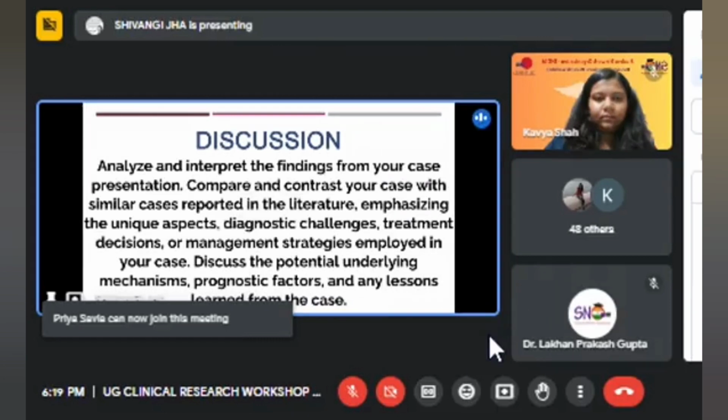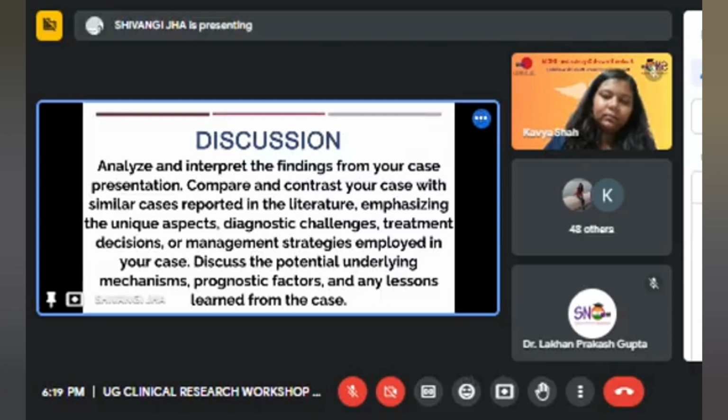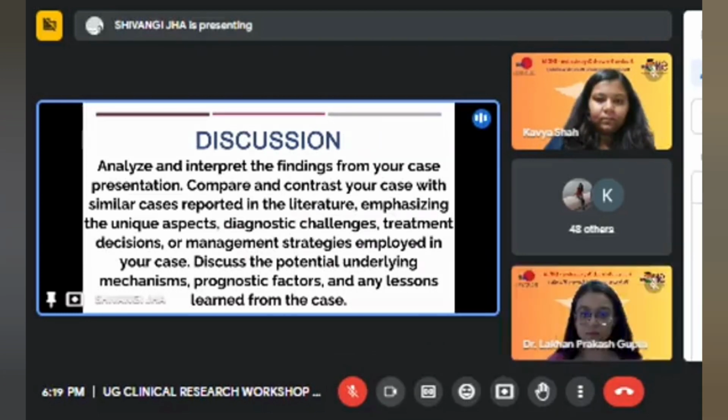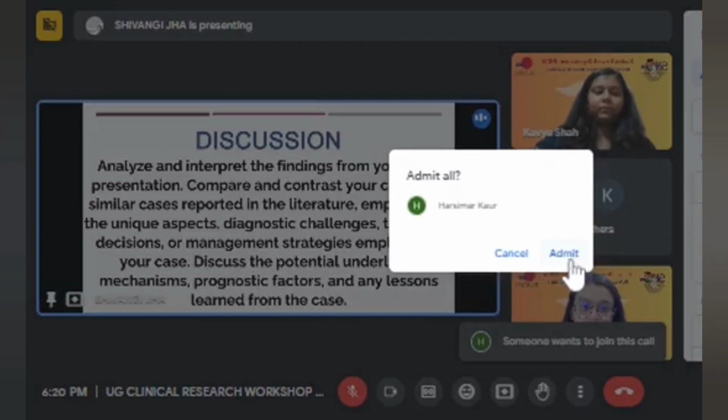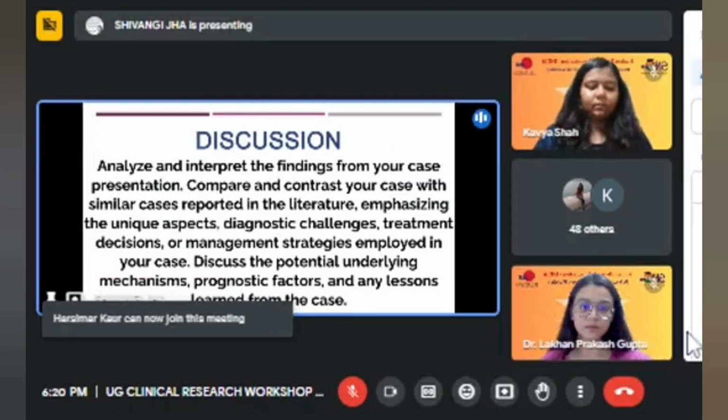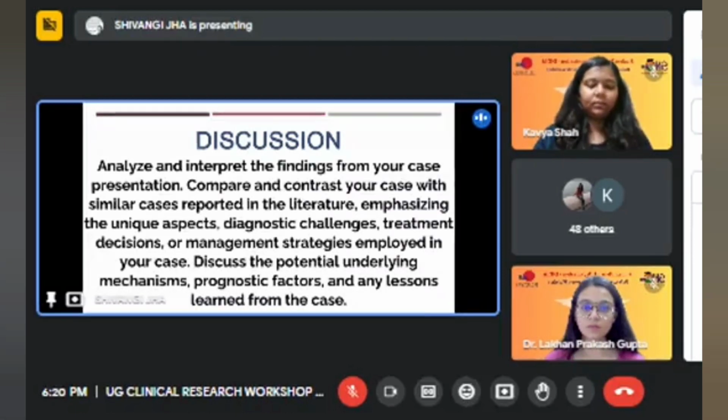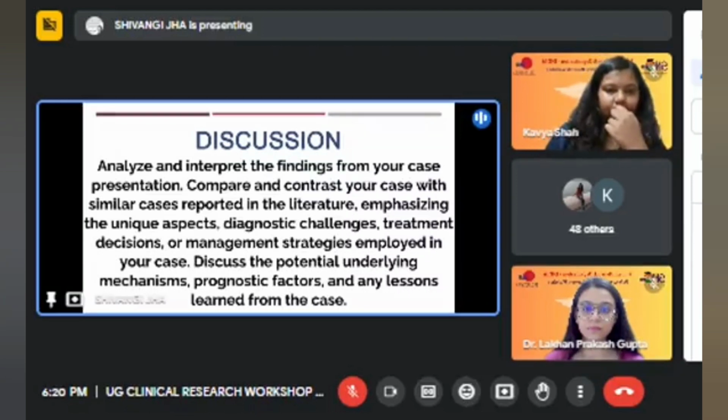Followed by that, in the structure, you are supposed to write a discussion. Analyze and interpret the findings from your case presentation. Compare and contrast your case with similar case reports in the literature that are already present over the internet, emphasizing the unique aspects of your own case, diagnostic challenges that you have faced while writing the case, and treatment decisions or management strategies employed in your case. Discuss the potential underlying mechanism, prognostic factors, and many more lessons learned from your case.